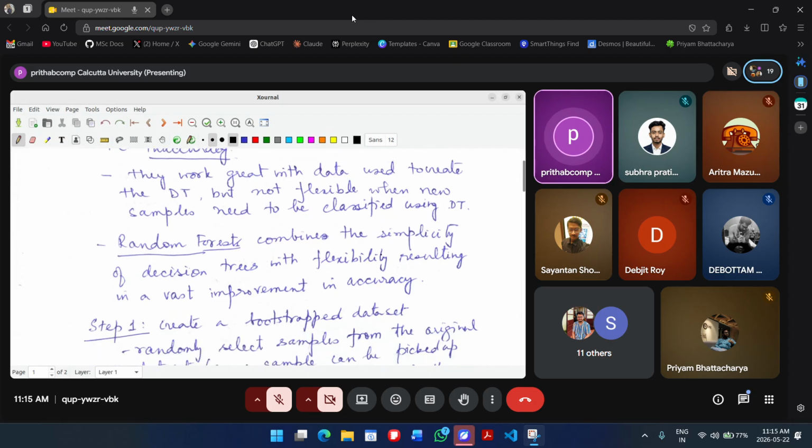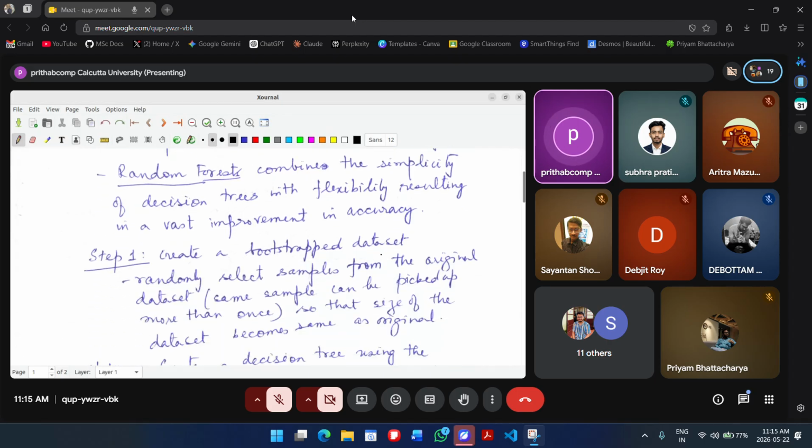So that's why this concept of random forest came up. From the name you can guess that it essentially tries to build a set of decision trees for the same data set.